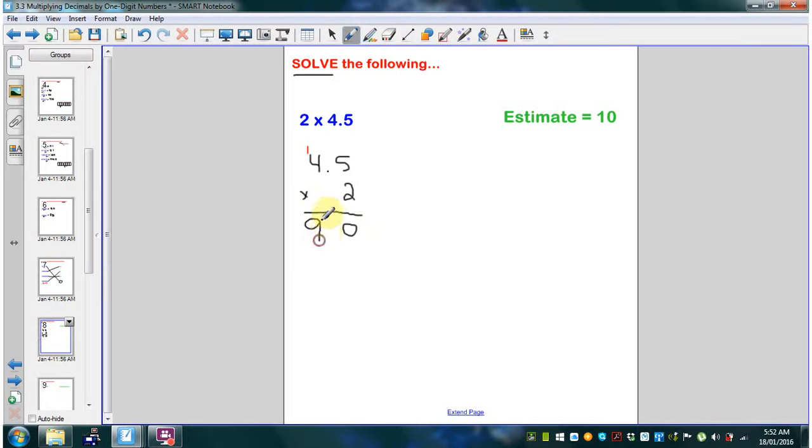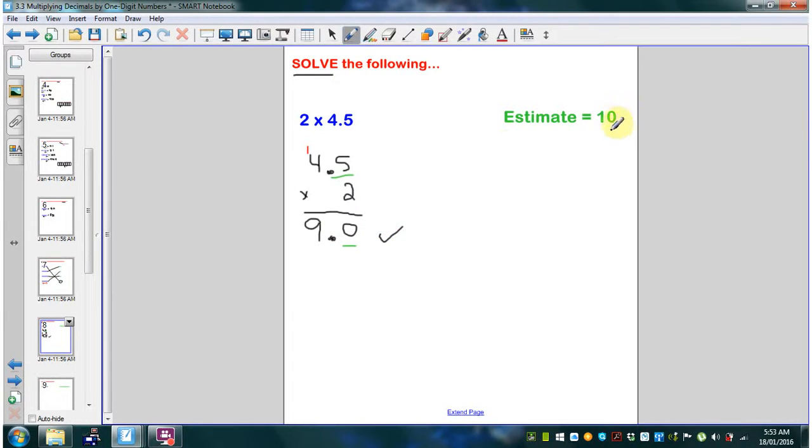But here's the trick. Here's our decimal. We have 1 digit after the decimal, 1 place. Can you see that? After the decimal, we have 1 place. So in our answer, we need to have 1 place after the decimal. So where do we put our decimal? With 1 digit behind, so between our 9 and our 0. So we solve this. Our exact answer is 9.0.